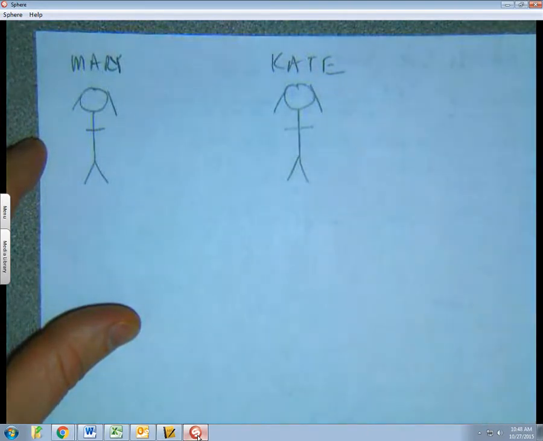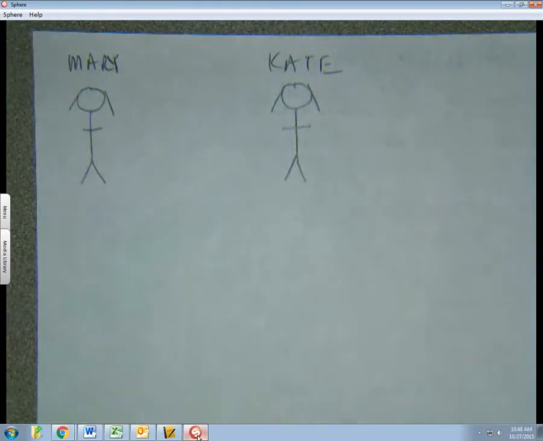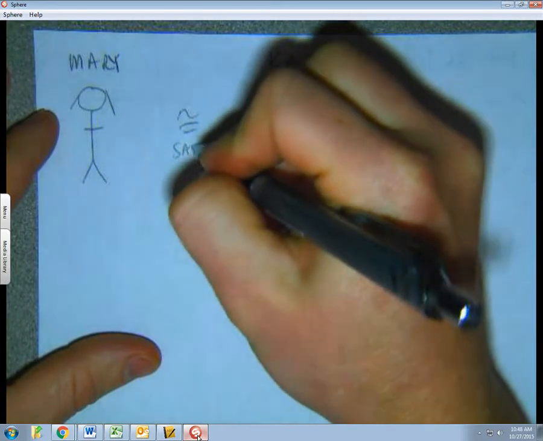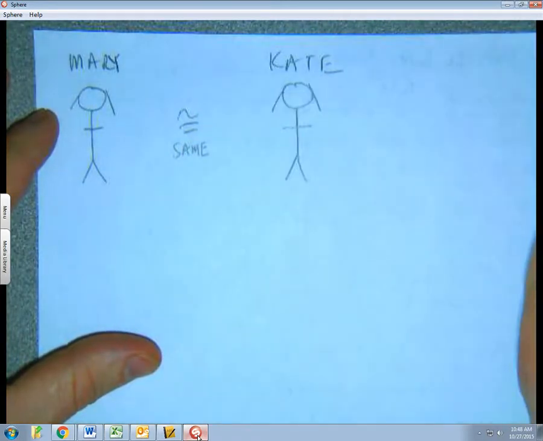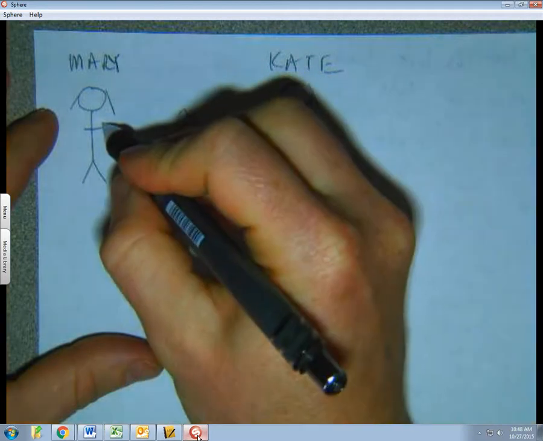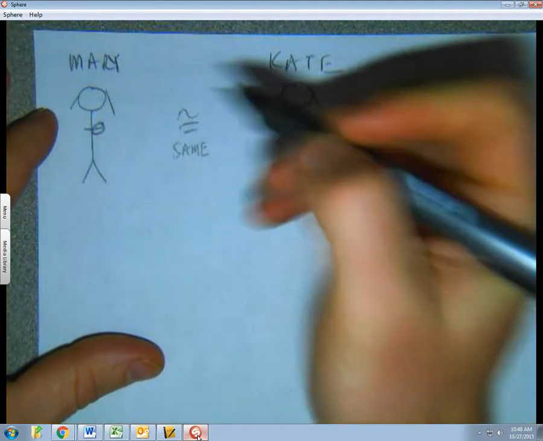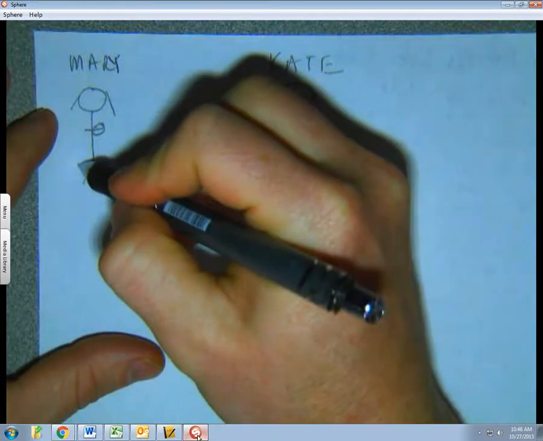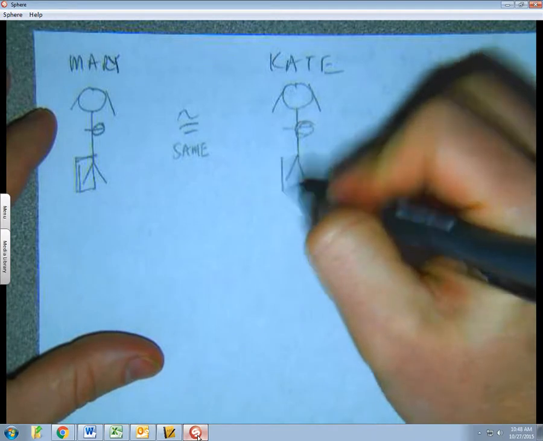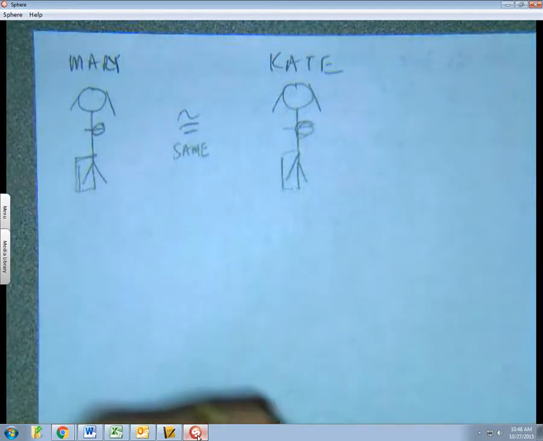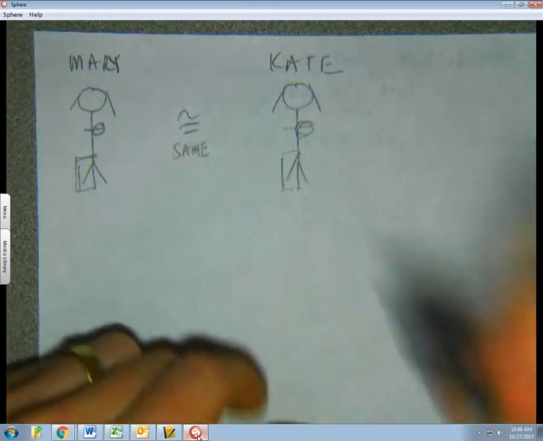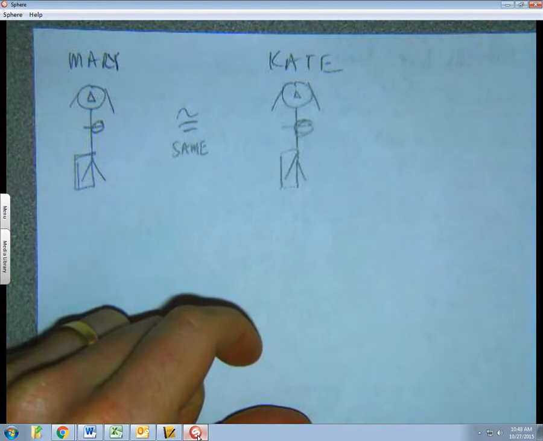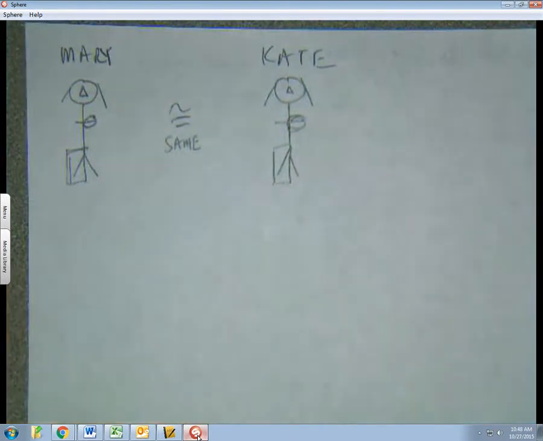Okay. So if they're congruent, that means they're the same. And we've covered that before. Now corresponding means that the left hand of Mary corresponds with the left hand of Kate. Okay, or the right leg of Mary corresponds with the right leg of Kate. And let's say the nose of Kate would be the same as the nose of Mary. Those are all the same thing.